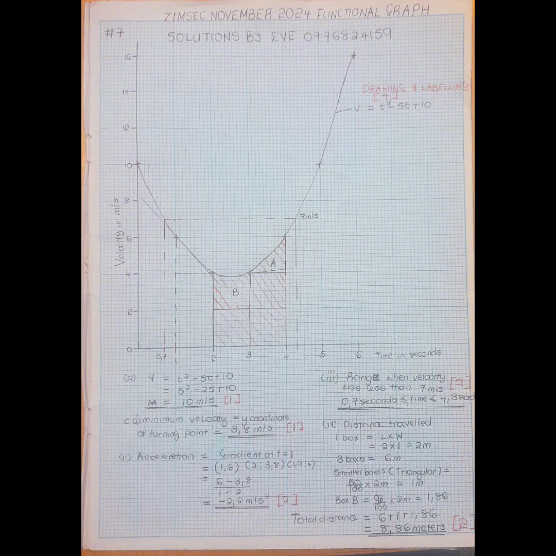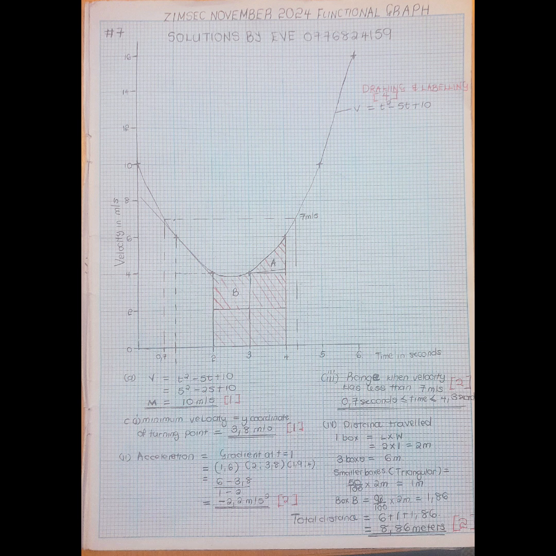We are having our turning point. We need to find the y coordinate that is in line with the turning point. I managed to get 3.8 as the minimum velocity, and then acceleration at t is equal to 1. We just need to draw our tangent that is in line with 1, and we find the gradient of that tangent and managed to get negative 2.2 meters per second squared.